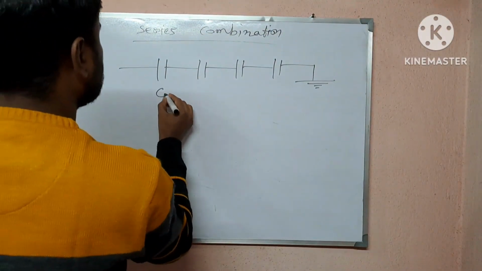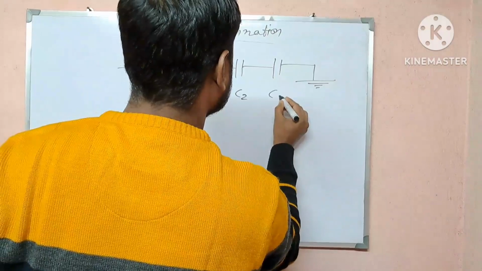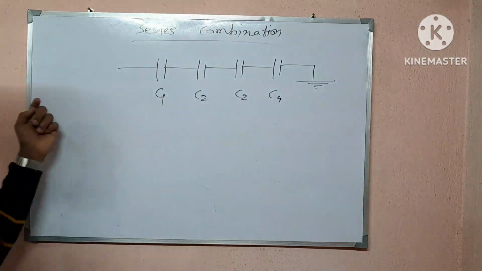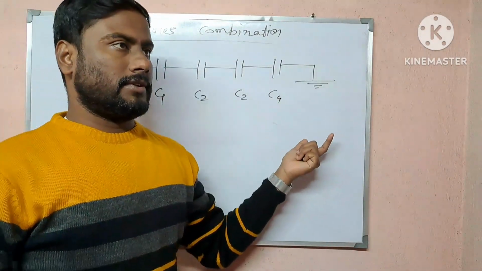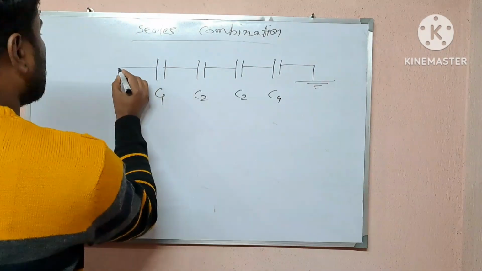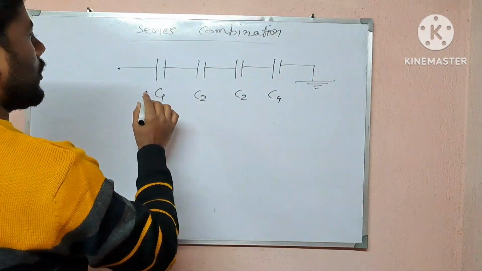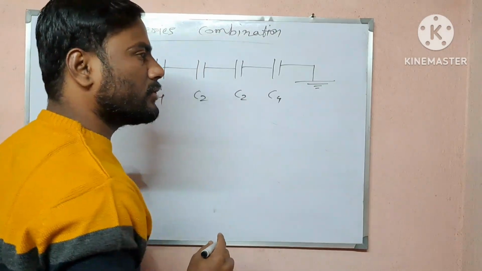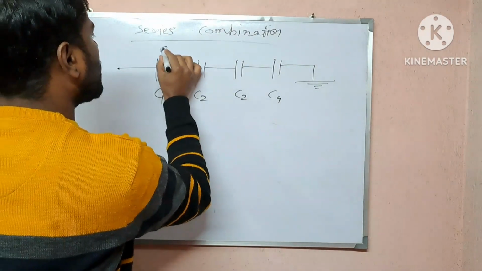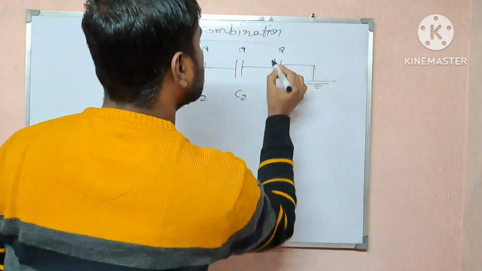So this one is C1, this one is C2, this one C3 and C4 and so on. There may be more than 4 capacitors, as you know. So now in series, what happened? All of the capacitors have same amount of charge. So all of the capacitors have equal amount of charge Q.